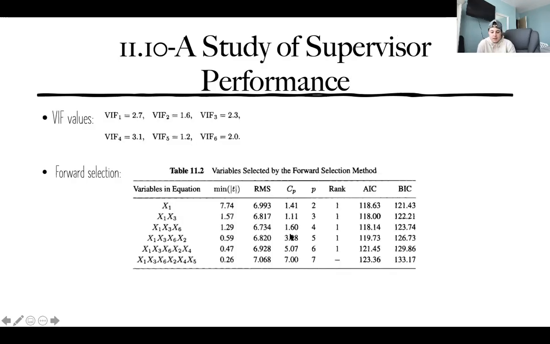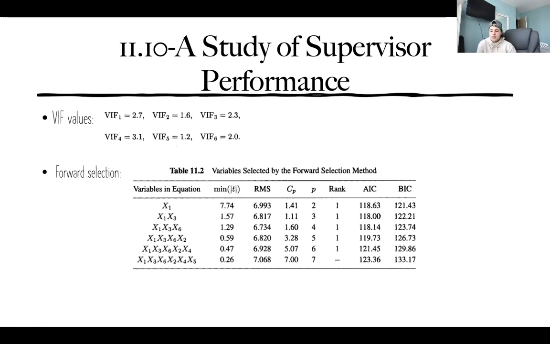Section 11.10 is an example of this using the supervisor performance data like we've seen in past videos. So we're looking at variable selection procedures for the supervisor data, which is a non-collinear situation. The VIF values show that collinearity is not an issue since we have a range of 1.2 to 3.1, which would indicate that collinearity is not an issue.